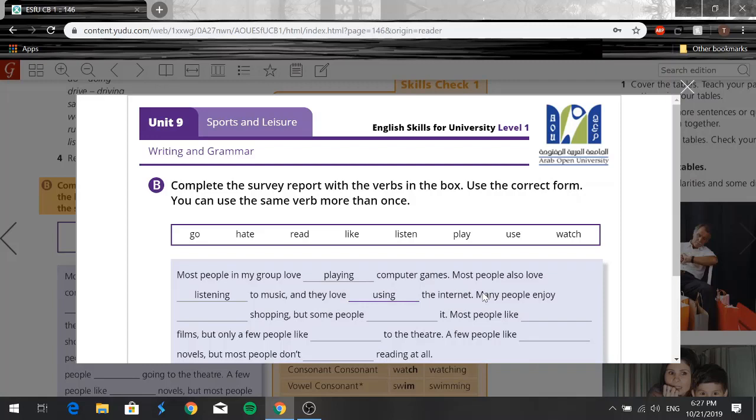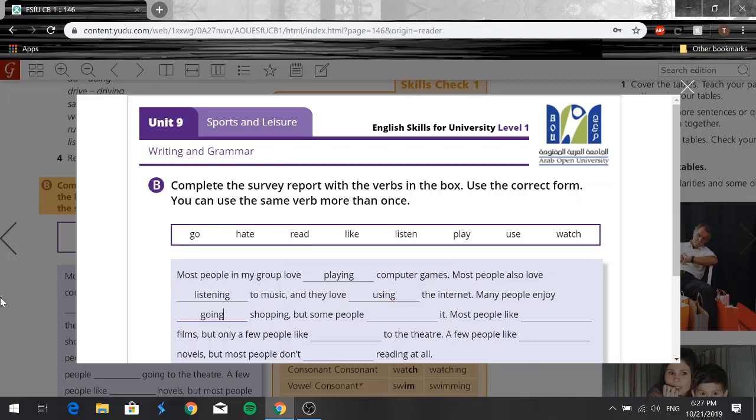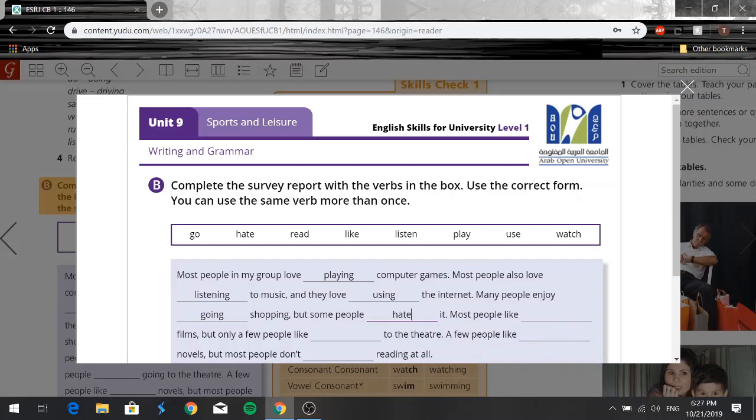Many people enjoy dash shopping. We'll say many people enjoy, we're going to use go, so we'll say going. Okay, so that's correct, going shopping. But some people dash it. So we're going to say hate it. I'm not going to say hating here. That's wrong, okay? So, but some people hate it.